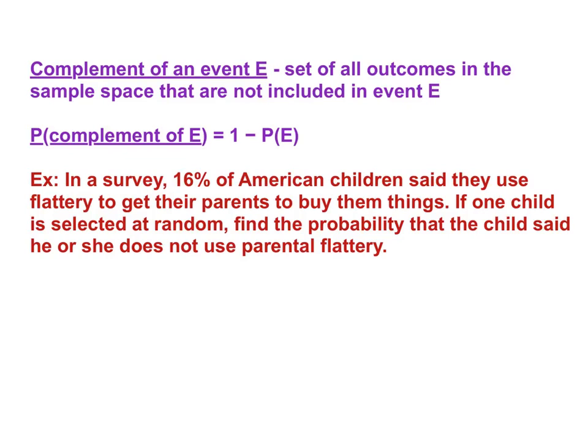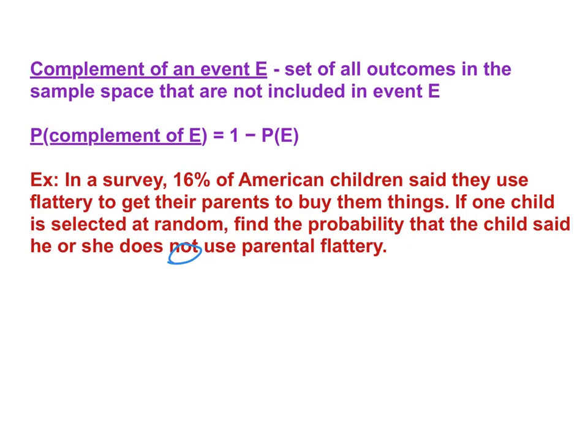In this problem, we see a survey. 16% of American children said they use flattery to get their parents to buy them things. I think that number is low. If one child is selected at random, find the probability that the child said he or she does not use parental flattery. Okay? So, if 16% say that they use parental flattery, the ones that do not are the complement of that. So how would I do that calculation?